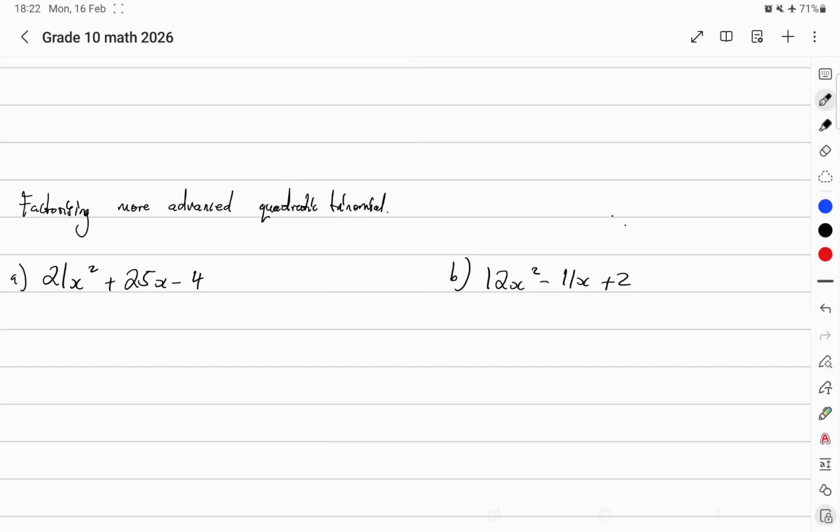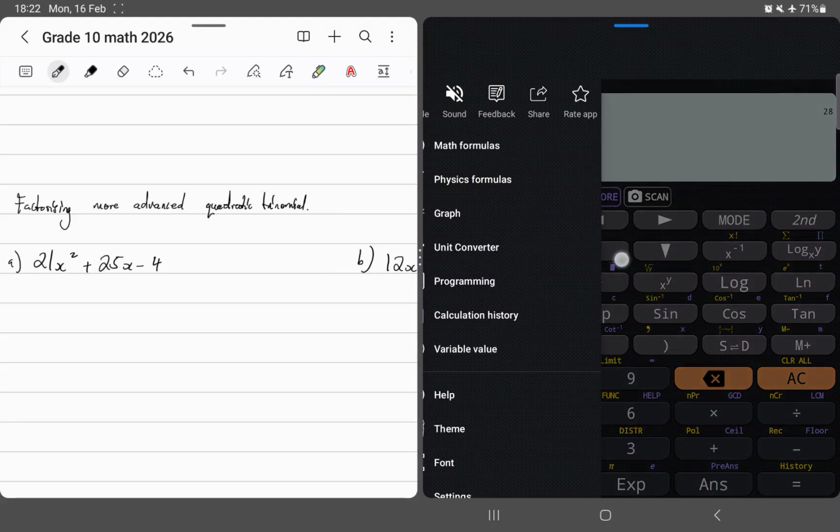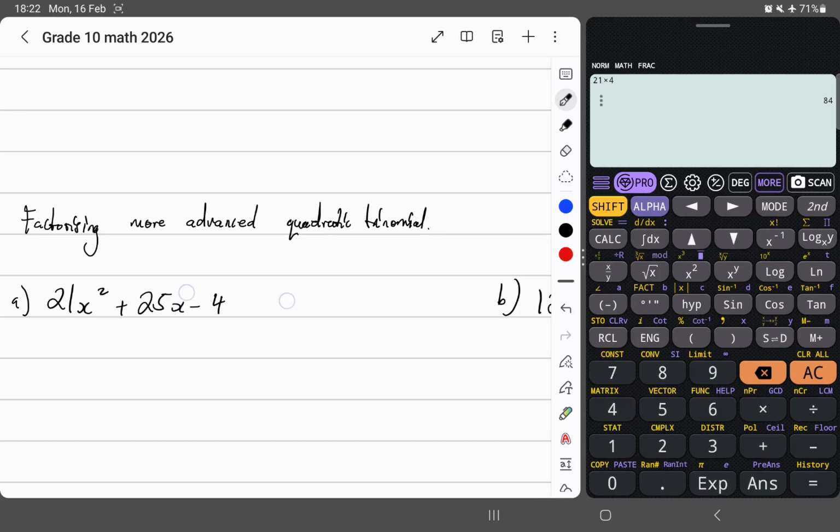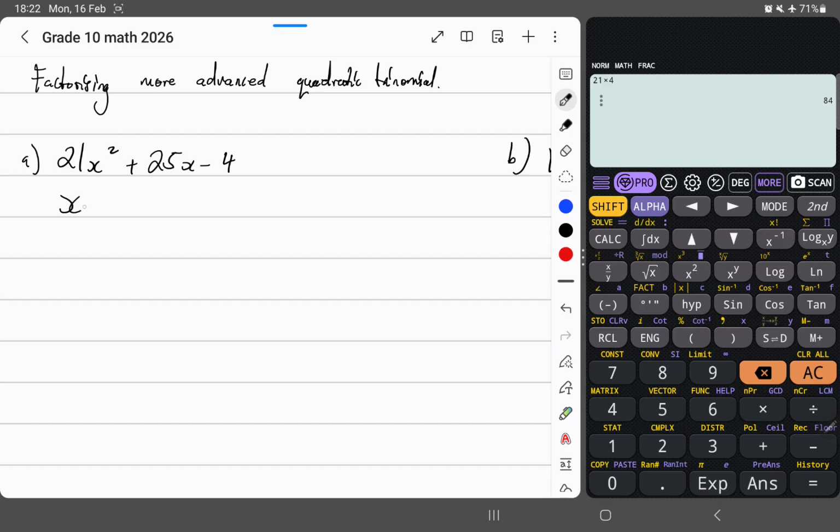So it means I'm going to have 21 times 4, which is 84. So it means I'm going to have x squared plus 25x minus 80 minus 84. Two numbers, when you multiply, they give you negative 84, but then when you add them, they give you positive 25. Let us see.